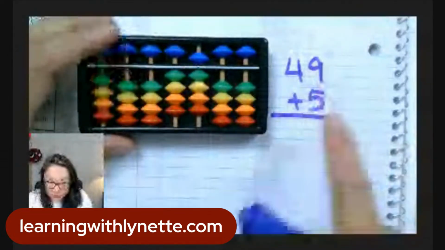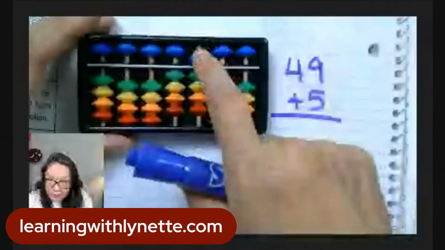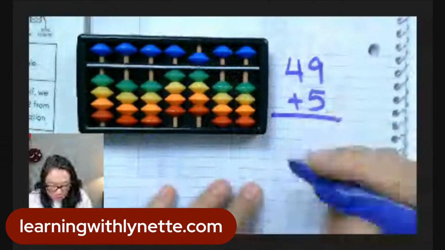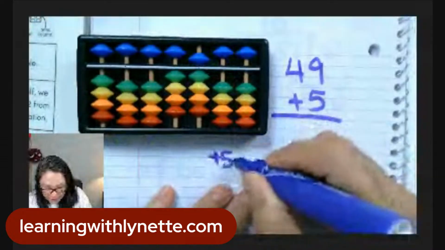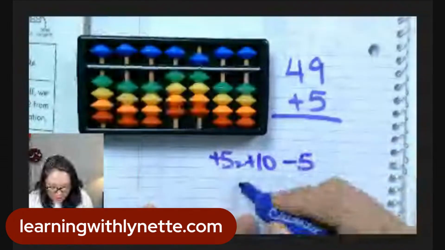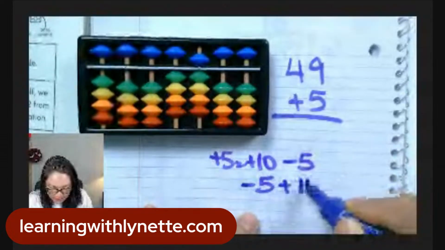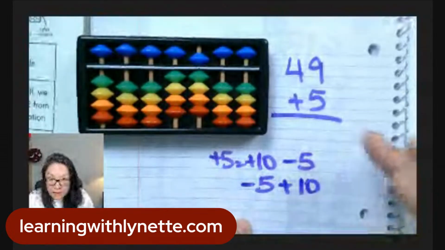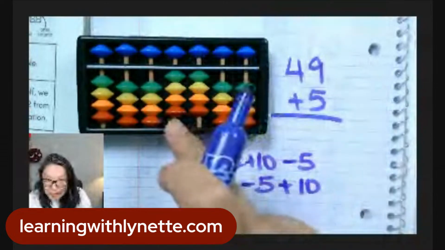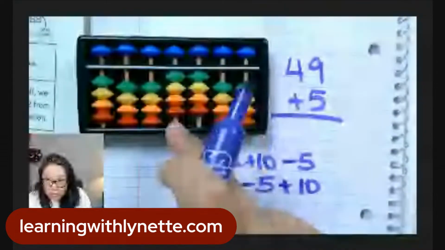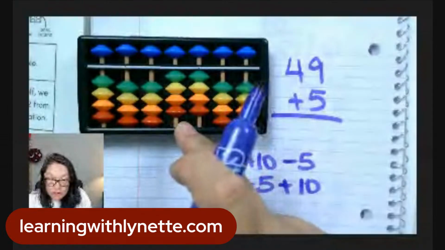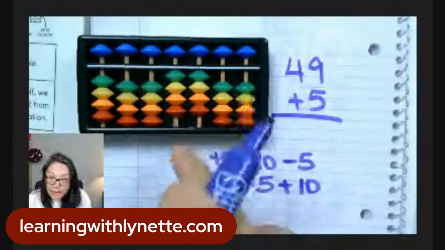So we have 49. We're going to add the 5. Notice there's not enough beads to add the 5. We have the 5 here. So what's going to happen? We know plus the 5 is equal to plus the 10 minus 5. Let's minus the 5 plus the 10. So we're going to minus the 5 and we need to plus the 10. Plus 10. Can we do it with the hundreds beads? No, this is not hundreds. We're at the tens now.